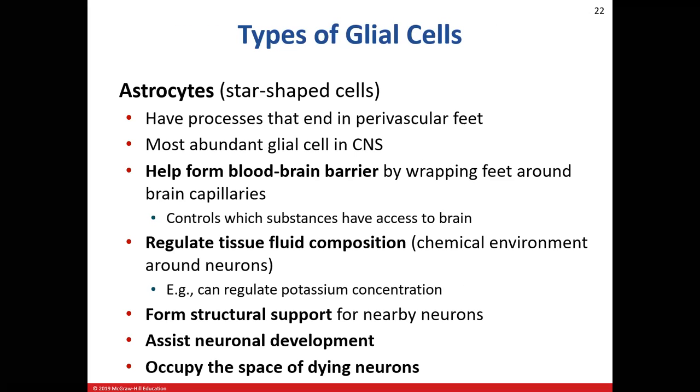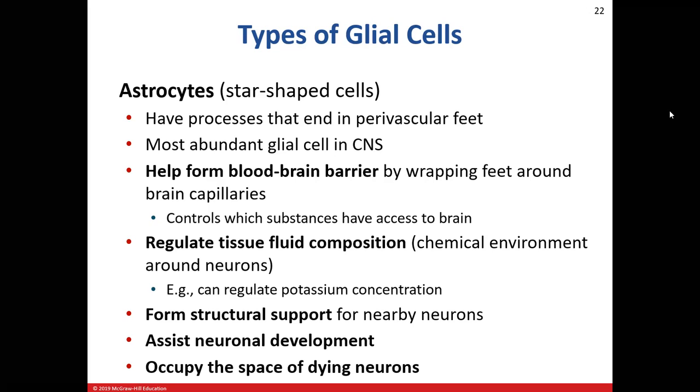Our first type of glial cell is an astrocyte. An astrocyte is a star-shaped cell. It has processes that end in what we call perivascular feet. These are the most abundant glial cells in the CNS. Because of their structure, they help to form the blood-brain barrier. It uses these perivascular feet by wrapping around the capillaries that we find in and around our brain. By wrapping and forming this barrier, it controls the amount and even the type of substances that have access to our brain tissue.